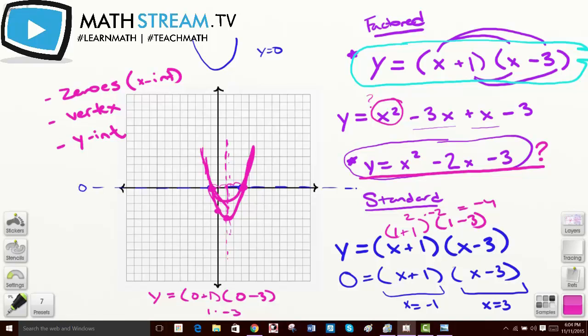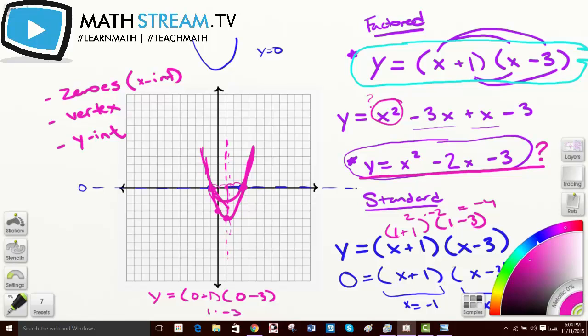So just to finish this off, let's make this nice and dark. We found our 2, no, not y-intercepts, our 2 x-intercepts. We found our vertex, and we found our 1 y-intercept. And with that, we get a pretty clear idea of what this graph is supposed to look like.